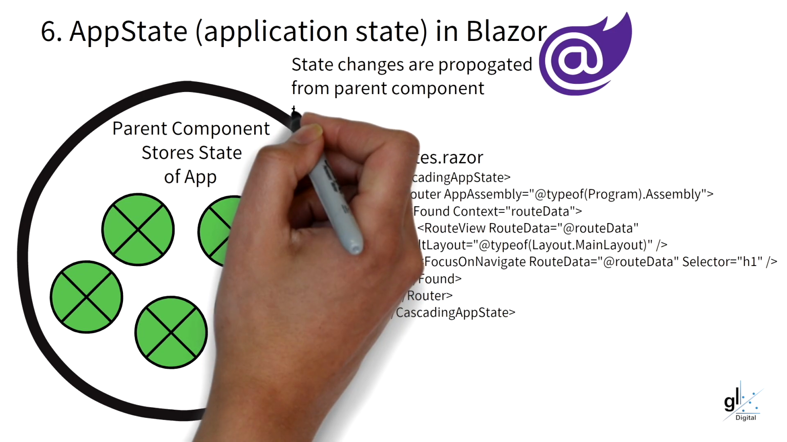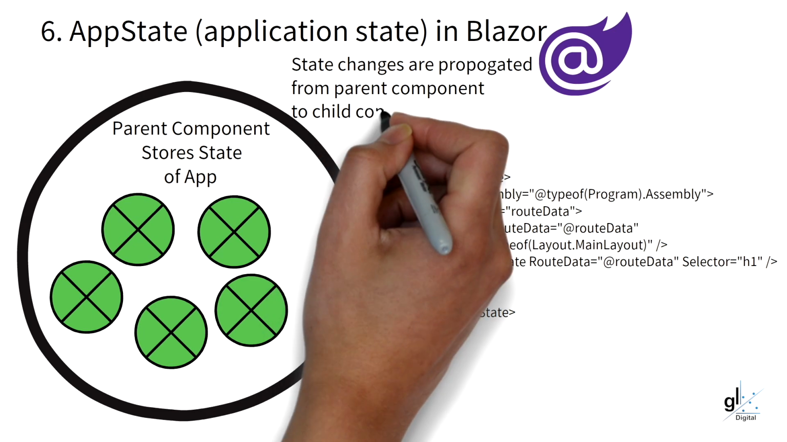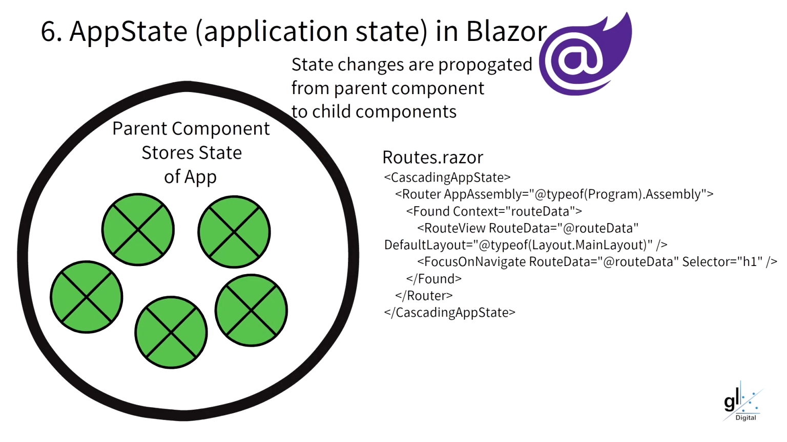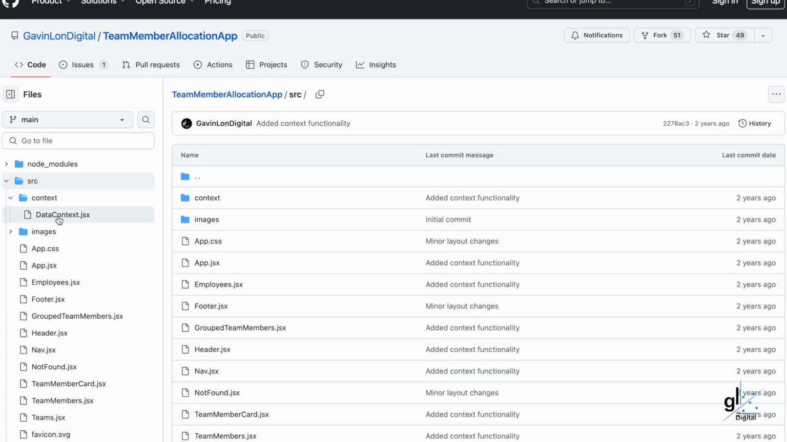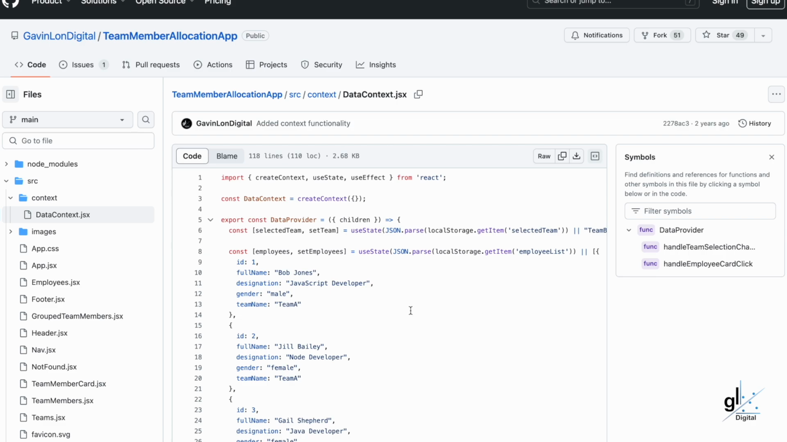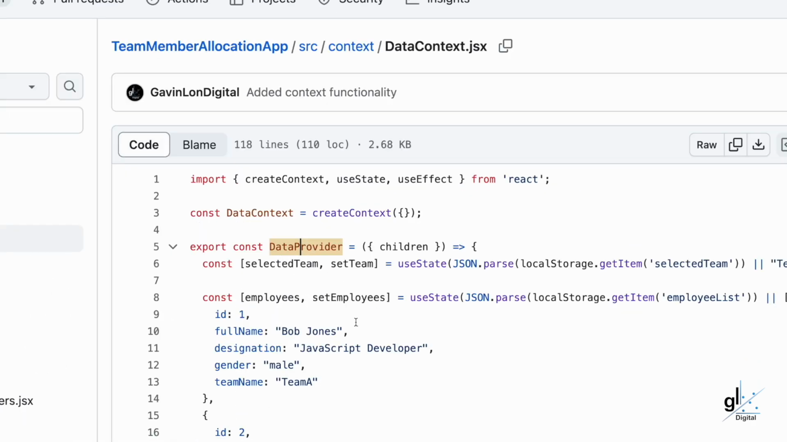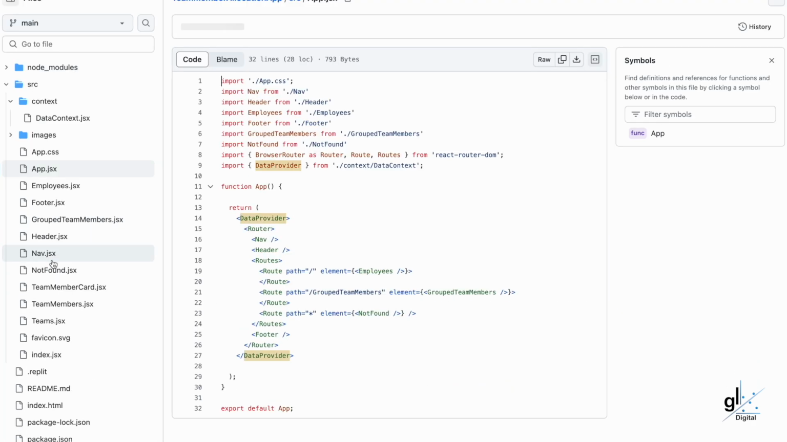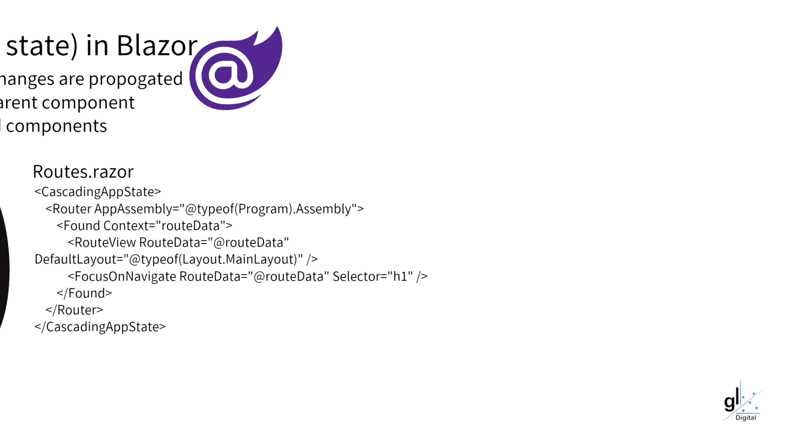For those of you who are familiar with React, the way of preserving state that I have just described for Blazor apps is very similar to the way context is used for preserving state in React. In React, this is a way to avoid prop drilling for the purpose of propagating state down to child components.